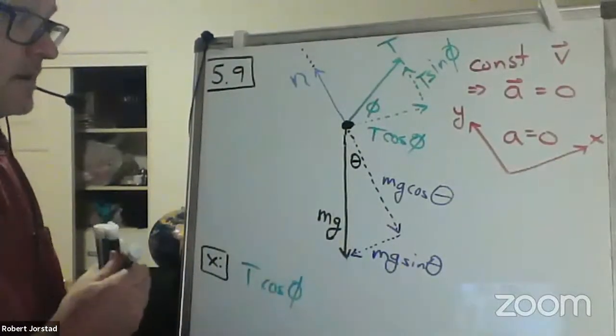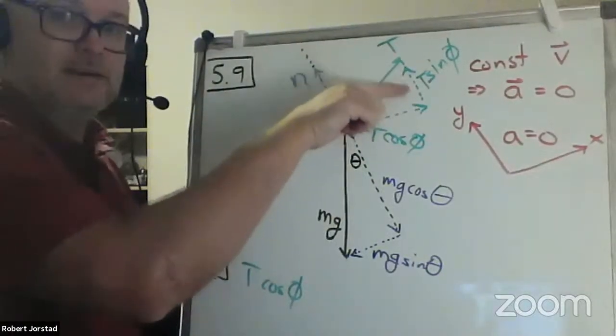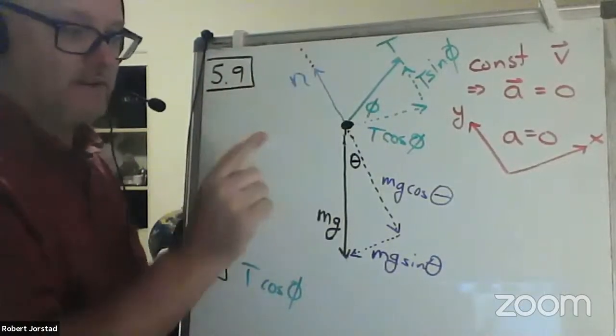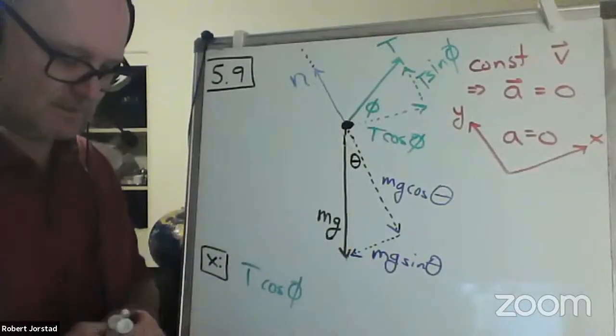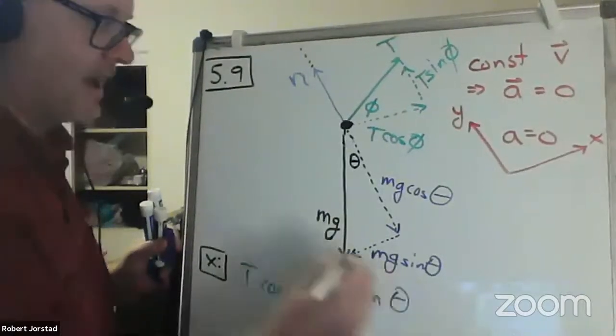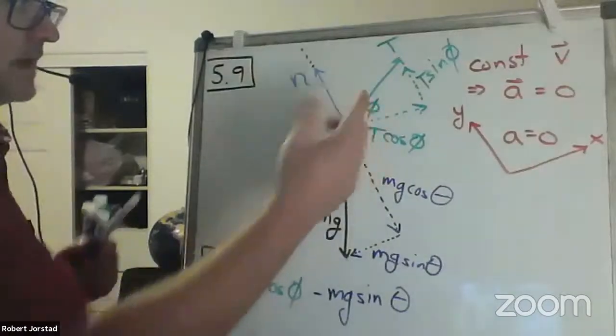Would it be T cosine of phi, is that what you say? Yep, phi. Plus T sine of phi? No, this one's in the X. This one would be in the Y. Good thought. What's another one that's in the X direction? Mg sine theta. Oh yeah. So is that plus or minus in this case? Minus. Nice, good job. Is there anything else in the X direction? I have to look. I think that's it. So now we have to write an equation. What is this all equal to? MAX. And in this case, it happens to be zero.